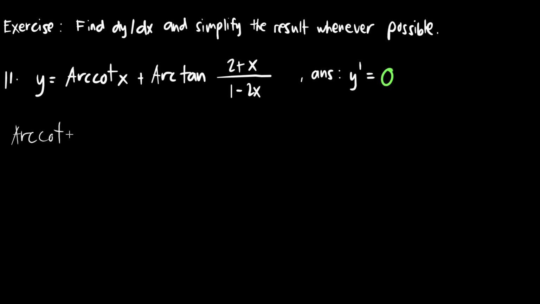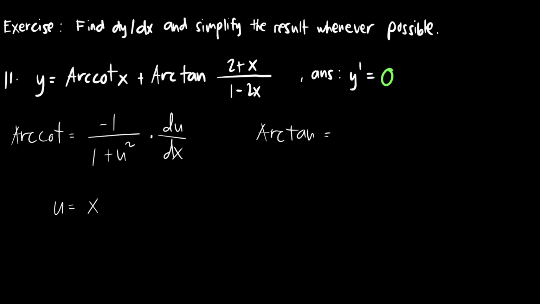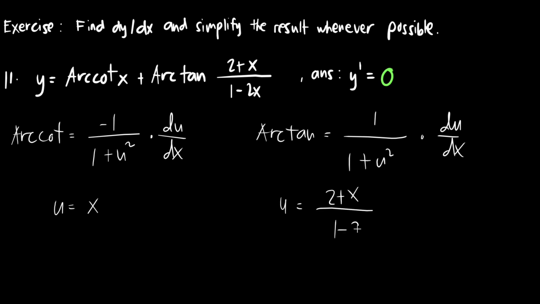cotangent is just equal to negative 1 all over 1 plus u squared, times du over dx. And u here is just equal to x. For arctan, the derivative is 1 all over 1 plus u squared, times du over dx, and our u here is just 2 plus x all over 1 minus 2x.